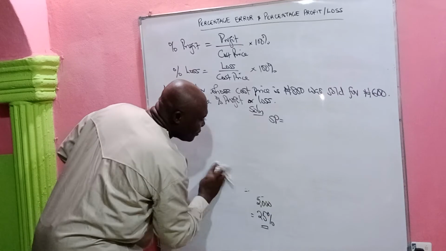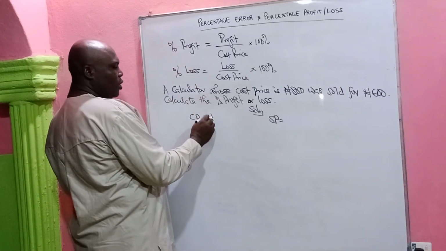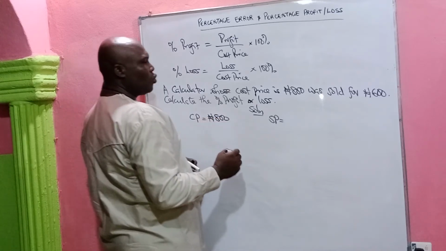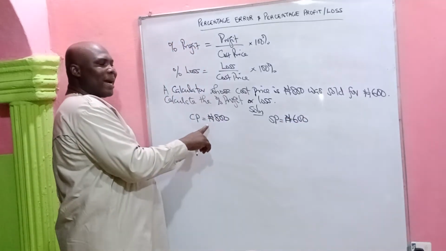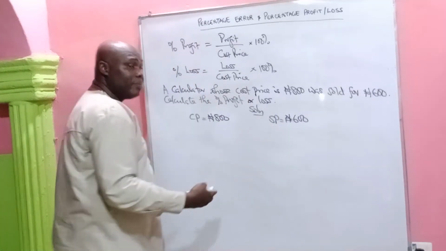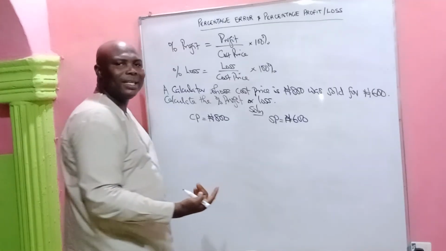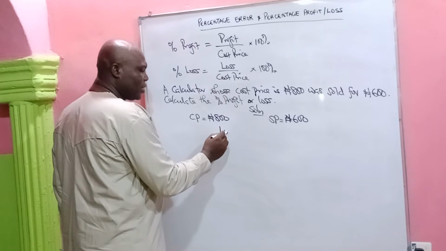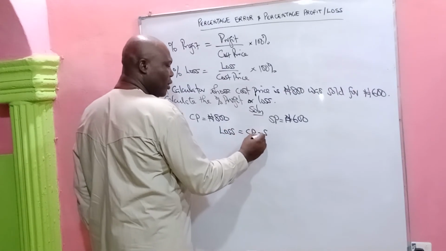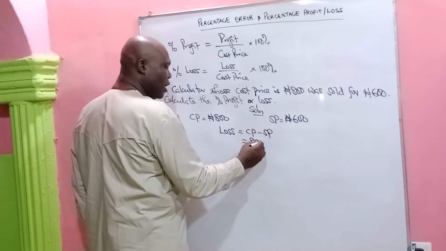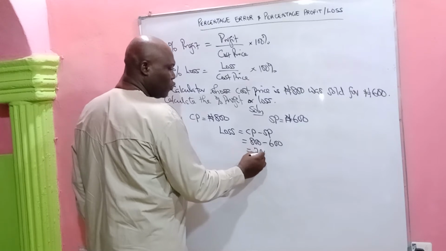All right, so let's bring out the selling price and the cost price. The cost price of that calculator is 800 and then it was sold for 600. If the cost price is higher than the selling price, it means you incurred a loss. You bought for 800, but you rather sold for 600. It means a loss was incurred. Therefore, the loss itself will be the higher value, which is cost price minus selling price. The cost price is 800 minus the selling price 600, and that gives us a loss of 200.